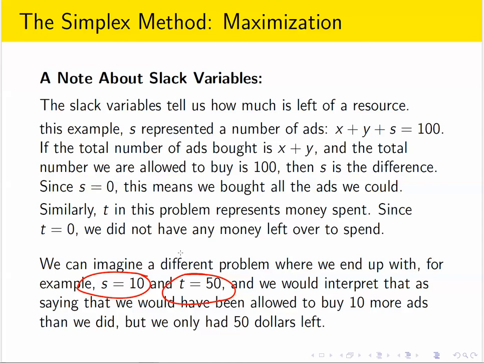In the context of a problem like the one we're doing now, if we had set it up similarly, but different initial values resulted in a different solution, we might have seen s is 10 and t is 50, and we'd be able to interpret that as telling us that we could have bought up to 10 more ads, but we only had $50 left. So again, this is not related to the problem we solved just now. This is a hypothetical different problem just to illustrate what values for the slack variables can tell you at the end of applying the simplex method.